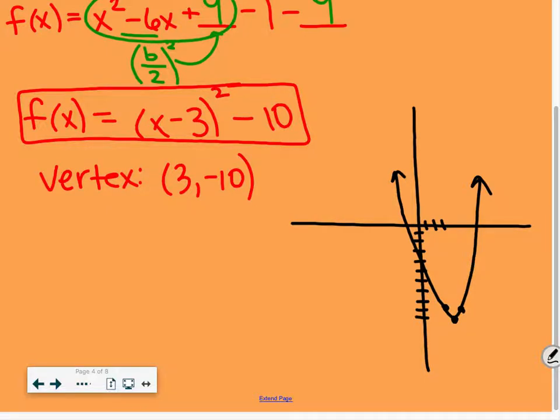Okay, so there's our parabola. Where is our axis of symmetry? It would be on x equals 3. Thank you for describing it as a line. X equals 3 is that vertical line.